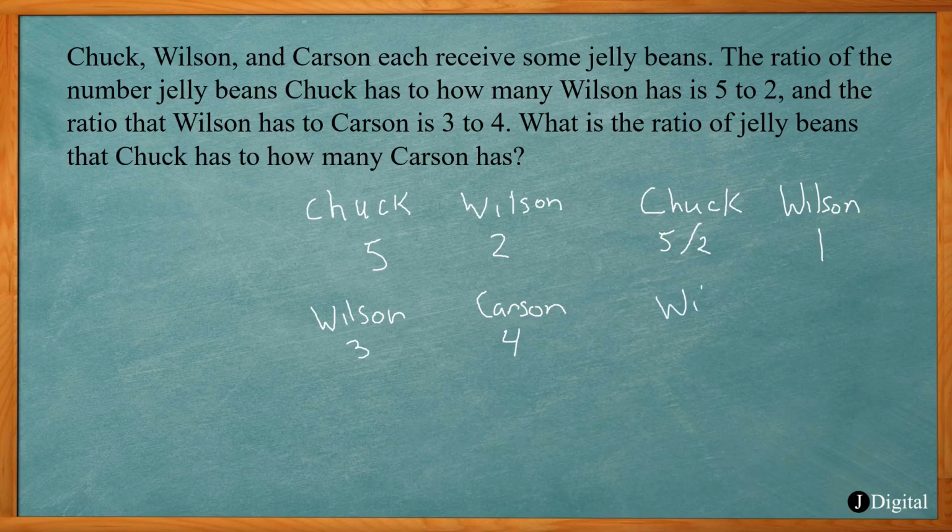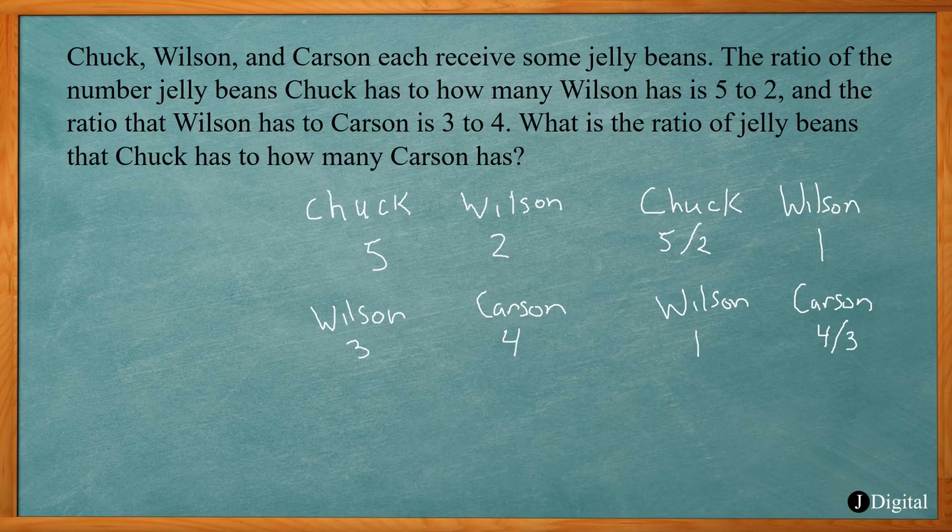Now if I do Wilson and Carson, I want to get Wilson in terms of 1, so I'm going to divide that by 3. So 3 divided by 3 is 1. And for Carson, 4 divided by 3 is going to be 4/3.